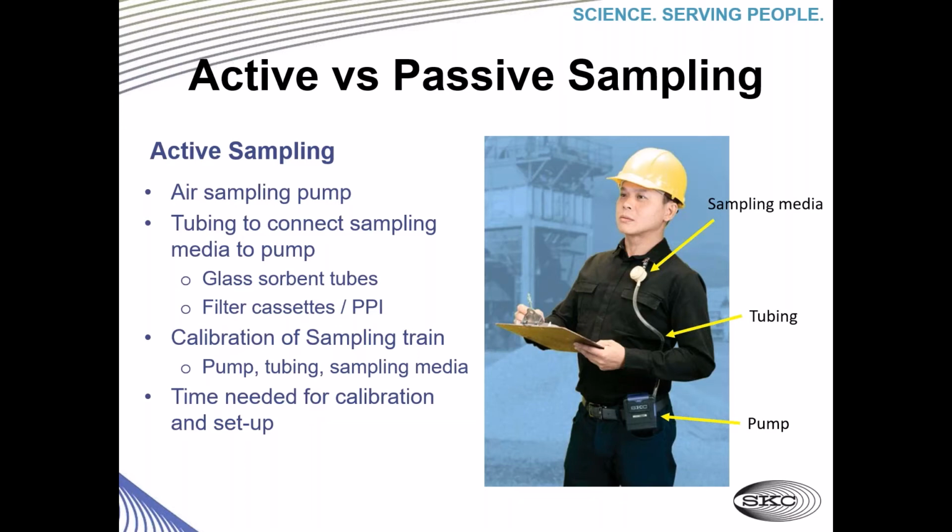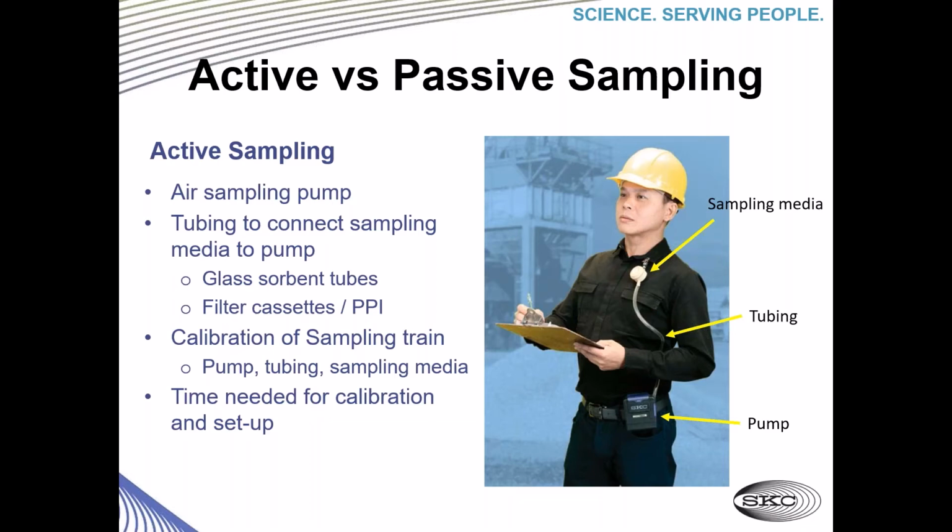So real quickly and fundamentally, active sampling, or the act of pulling air through the sampling media to gain a sample, you obviously have to have an air sampling pump of some type. You would need tubing to connect the sampling media to the pump, and that could be glass sorbent tubes or filter cassettes, or in the case of this picture, this person is wearing a PPI, or a parallel particle impactor, as the sampling media. And another function that's not shown in this diagram, you would need to calibrate the sampling train. So make sure and connect the pump, the tubing, and the sampling media, and then calibrate it to make sure that you're reaching the required flow.